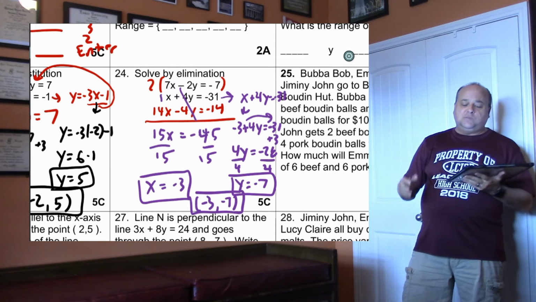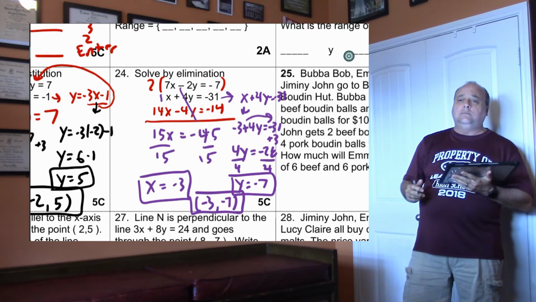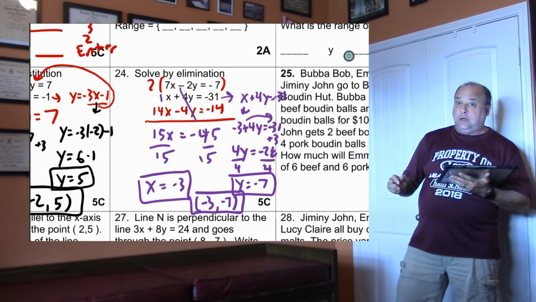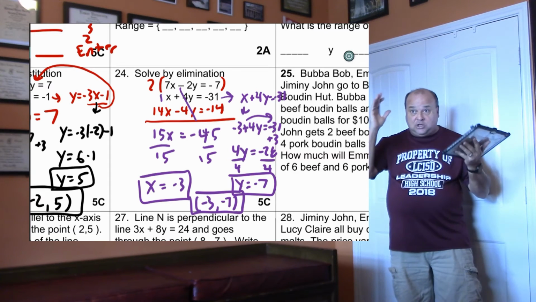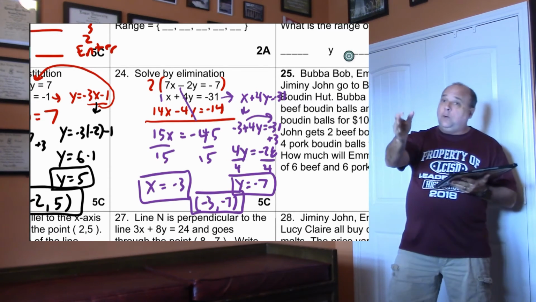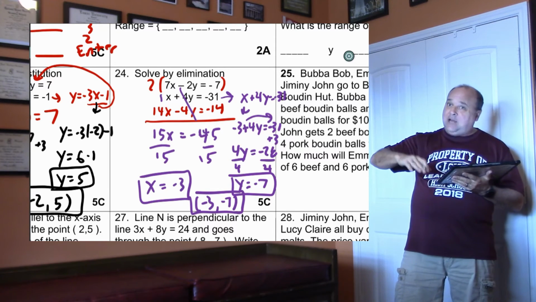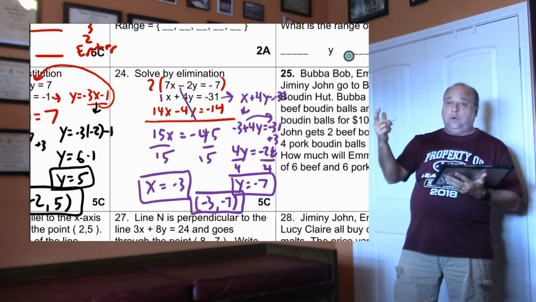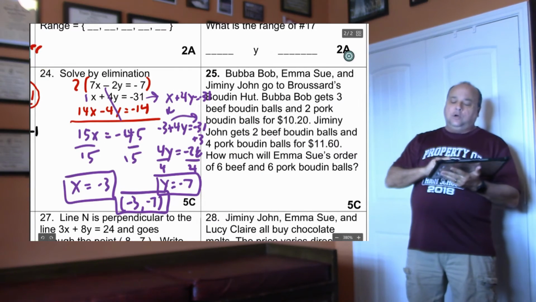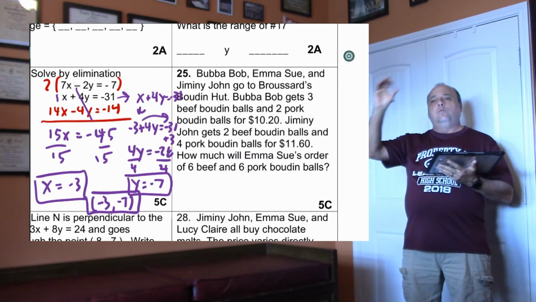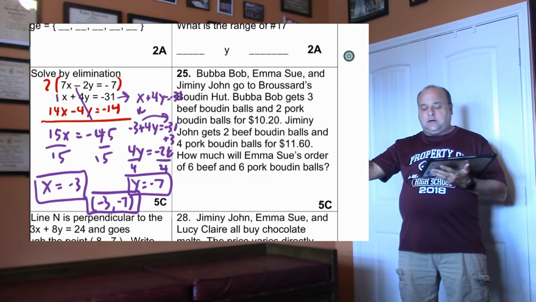Got to be able to do those by hand. Replay it if you need to. I'm trying to not make these videos last too long. Got to be able to substitute and eliminate. On a word problem, generate the equation and use the calculator. If they give you the equations, do it by hand, please. Let's go to 25. Same thing on this one. We're going to get the equations and use the calculator.